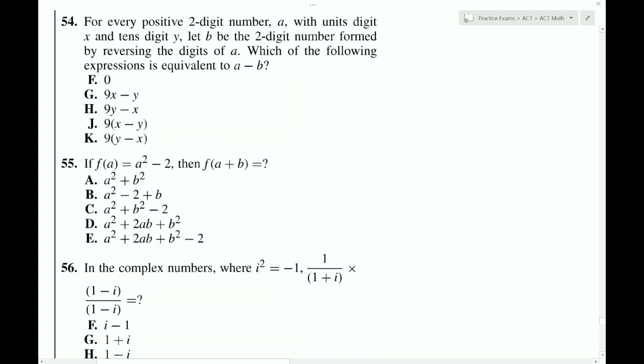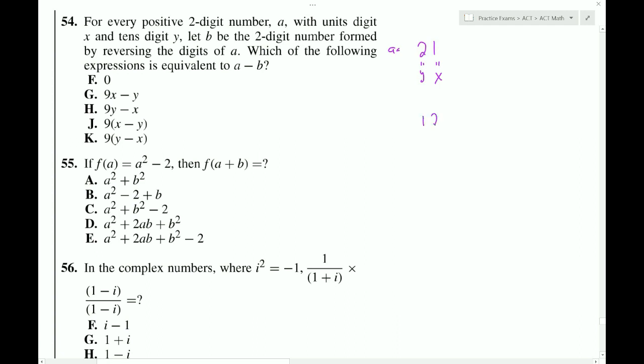Alright, for every positive 2-digit number, A, with units digit x and tens digit y, let B be the 2-digit number formed by reversing the digits of A. Which of the following expressions is equivalent to A minus B? Okay, so the easiest way to do this one is actually to come up with numbers, right? So let's use the number 21, and that'll be our number A. So therefore, our tens digit would be 2, and our ones digit would be 1.